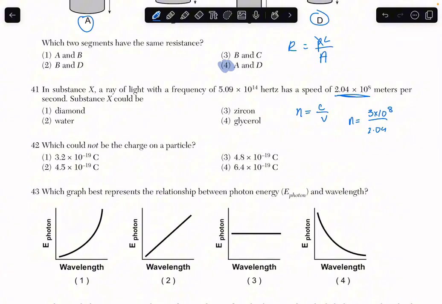2.04 times 10 to the 8th. So when you divide these two, that's how you get n, and n in this case is going to be 1.47. And if you look on the reference table one more time, if you look at all the indexes of refraction, 1.47 is equal to glycerol.